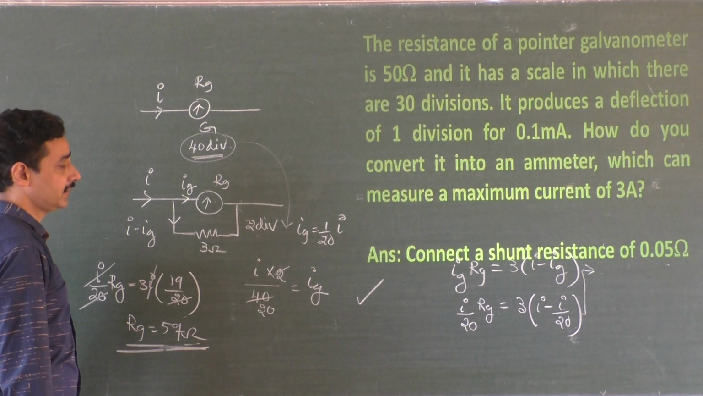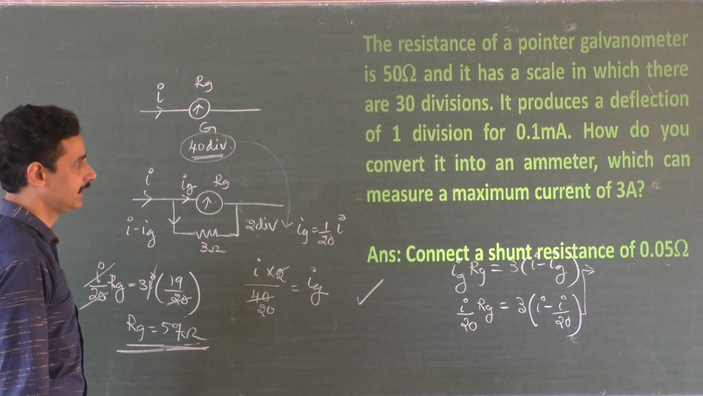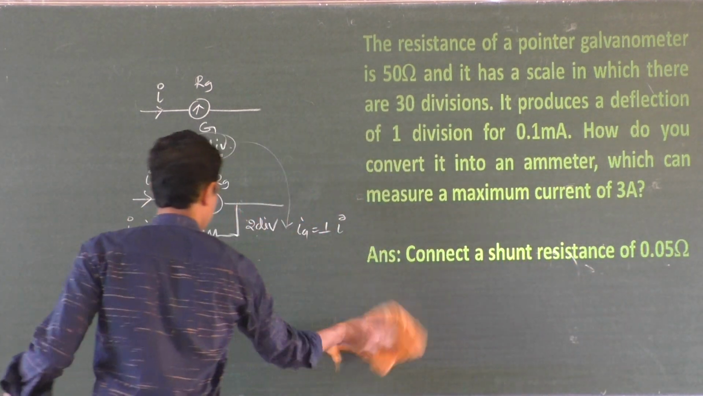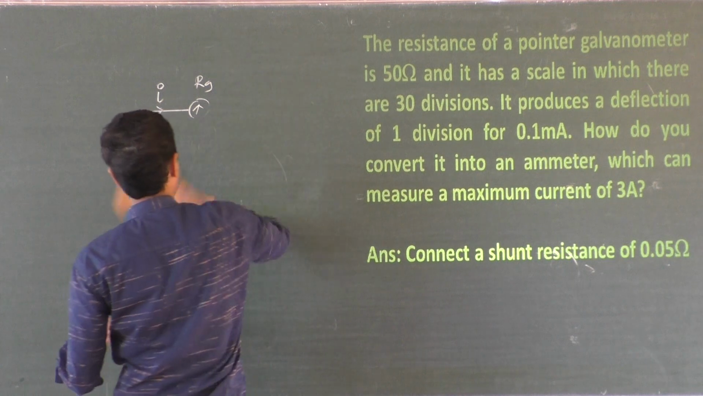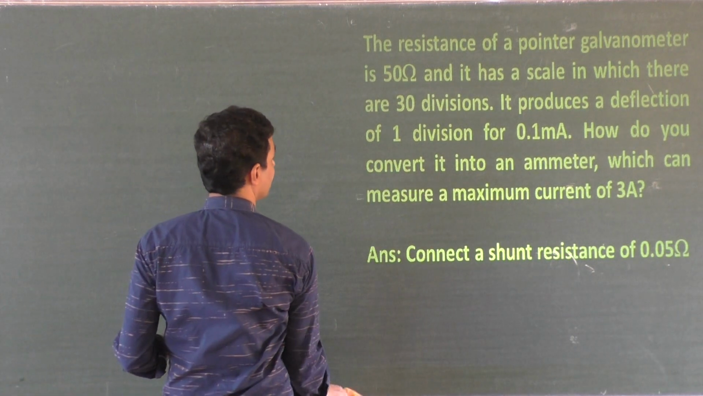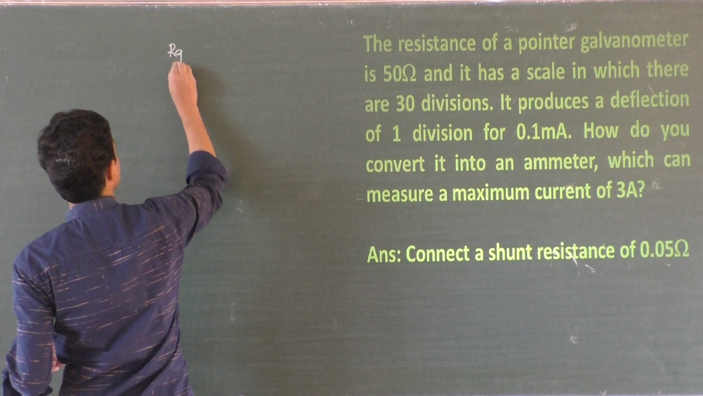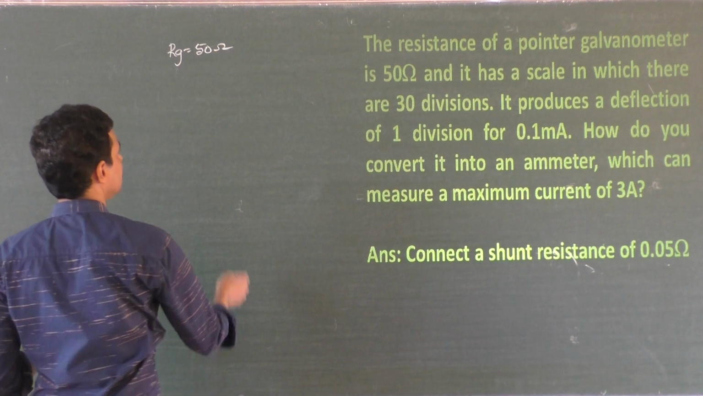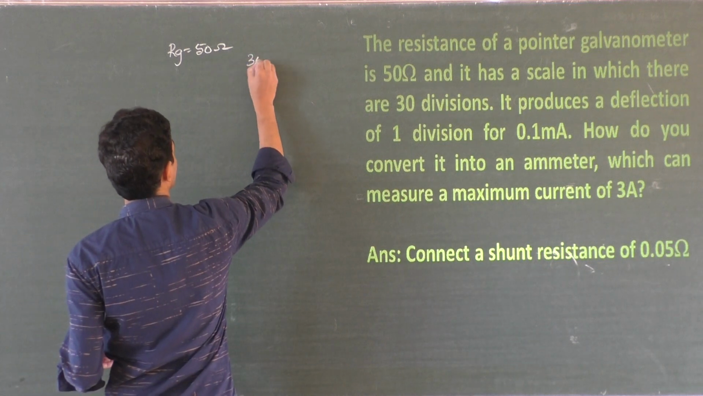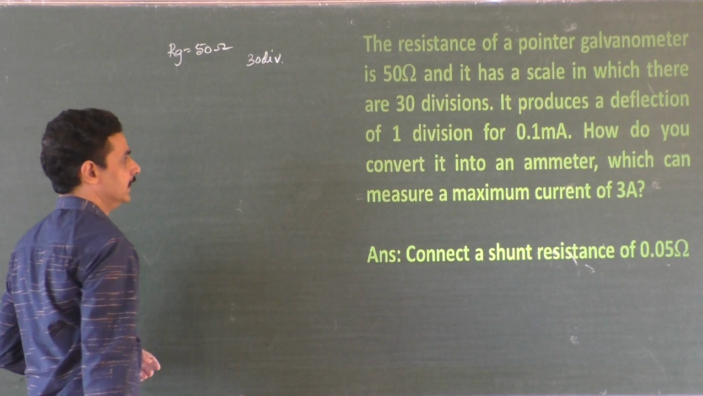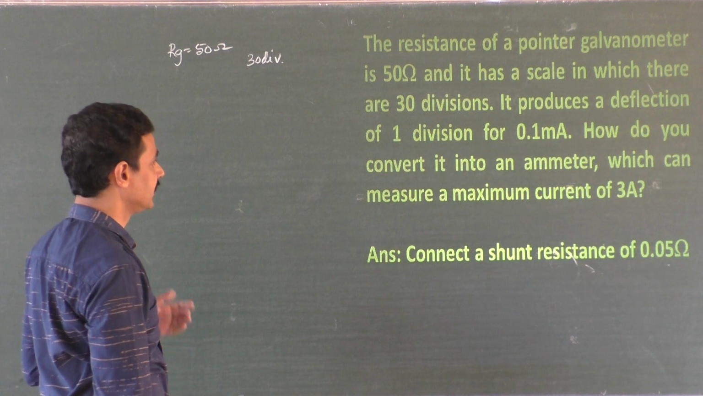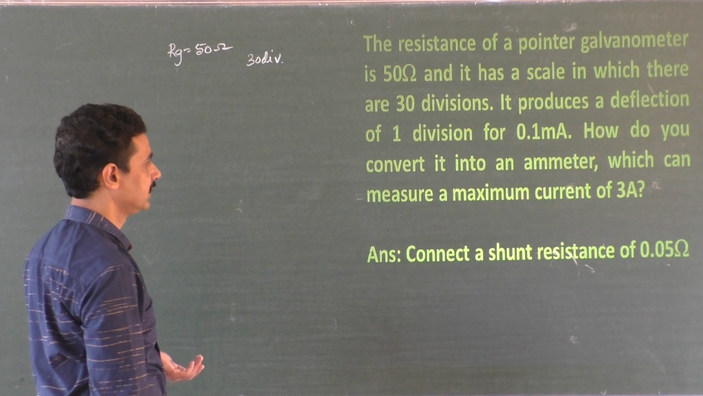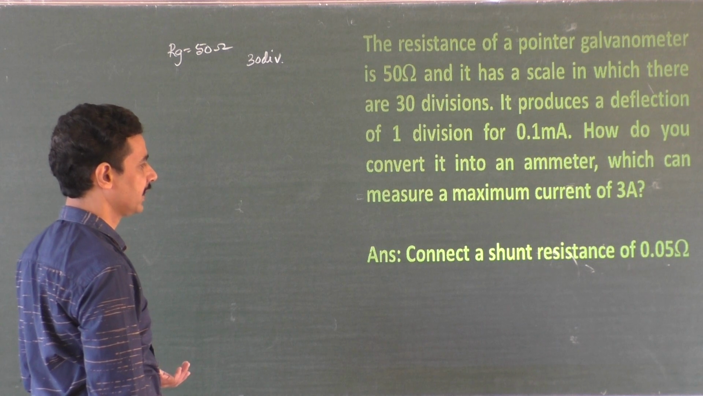The resistance of a pointer galvanometer is 50 ohm and it has a scale in which there are 30 divisions. Okay. We will move on to that. Resistance of a pointer galvanometer is 50 ohm. Rg is 50 ohm. And it has a scale in which there are 30 divisions. Okay. It produces a deflection of 1 division for 0.1 milliampere. How do you convert it into an ammeter which can measure a maximum current of 3 amperes?